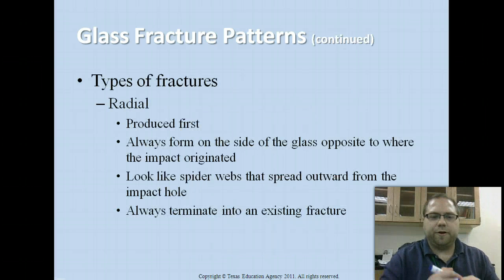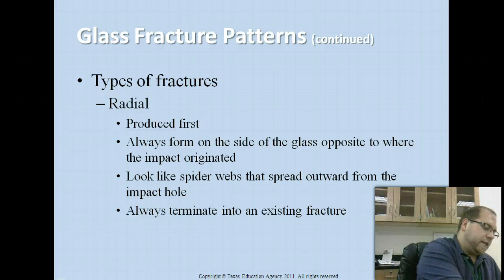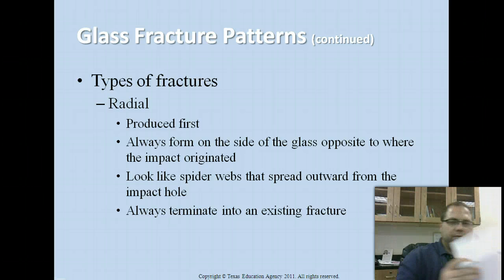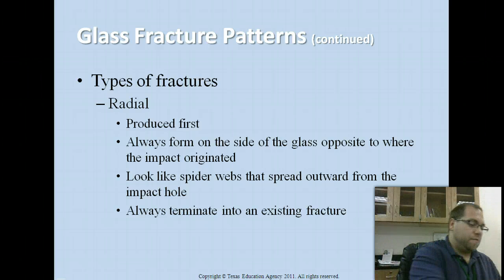I'm going to draw you a little picture here. First one you need to know is a radial fracture. It is produced first. So, you shoot a bullet through a window, okay? The first thing that happens, like my bullet hole, is a radial fracture. And think of that as a radius that comes out. It looks like a spider web.